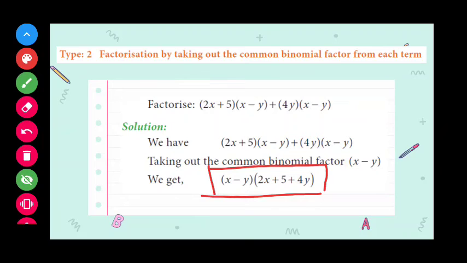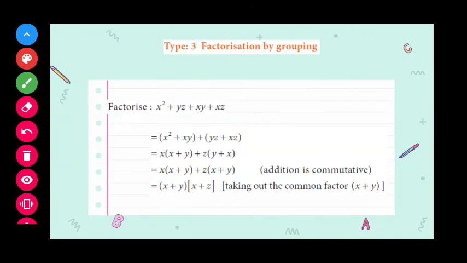So how do we factorize by taking a common binomial term? We have to search for a common factor in the two binomial terms. Like in these two terms, we found a common term, x minus y. Okay, so let's get into the next type. The next type is factorization by grouping. Here we are going to group certain terms and find factors from that.